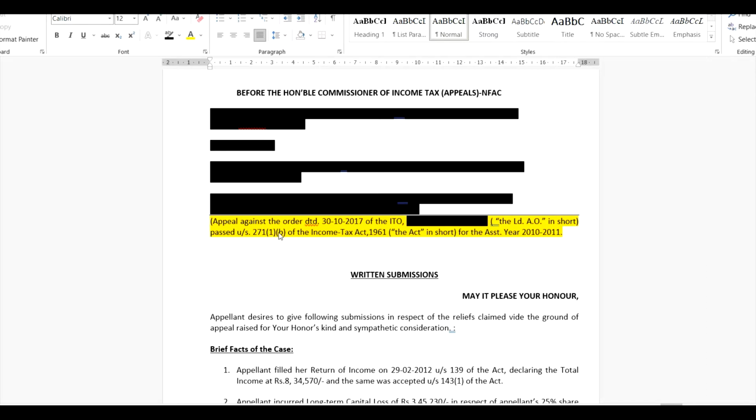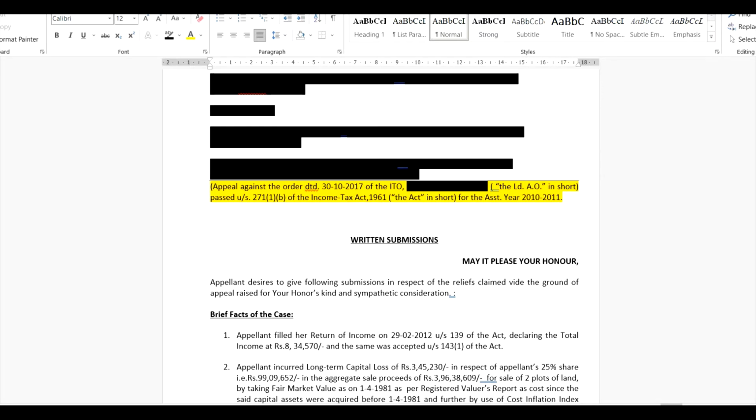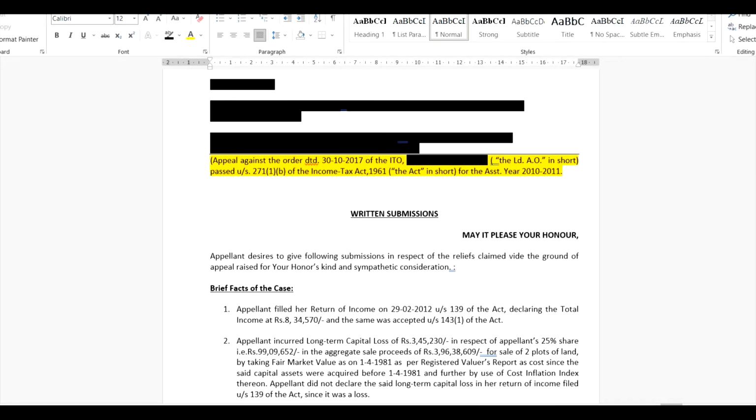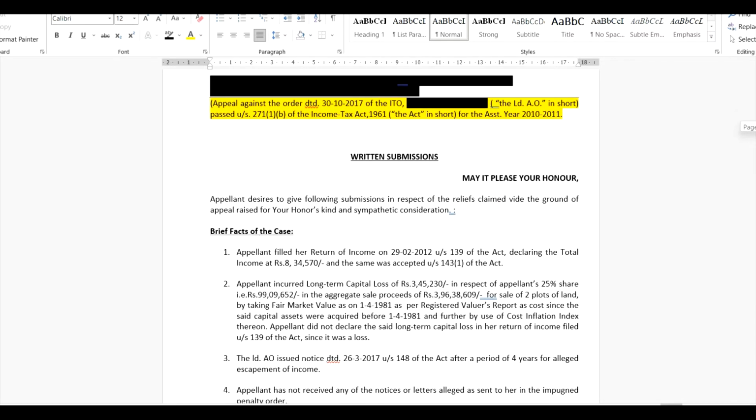Here I have mentioned the order. This was a case of pre-assessment, where the penalty was levied. Written submission, may it please your honor. So I always emphasize, since this is a faceless appeal, before going into the grounds of appeal, always mention the facts of the case at the very beginning of the submission. We don't know whether the appellate authority has Form 35 in hand while going through our submission or not. So it is always preferred to mention the brief facts of the case at the beginning of your submission.